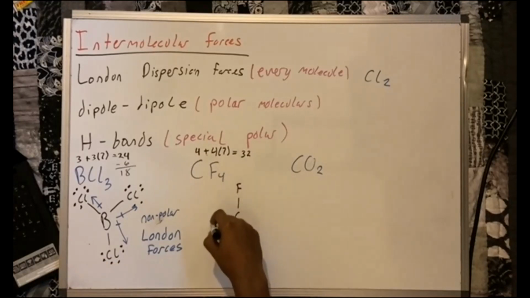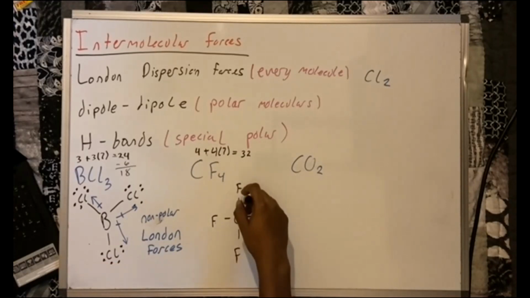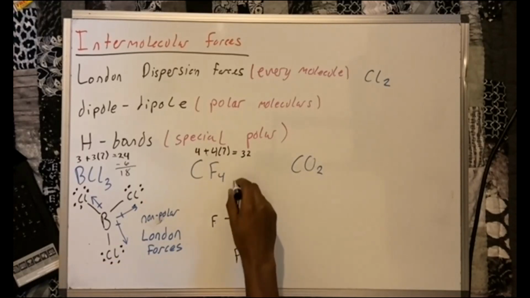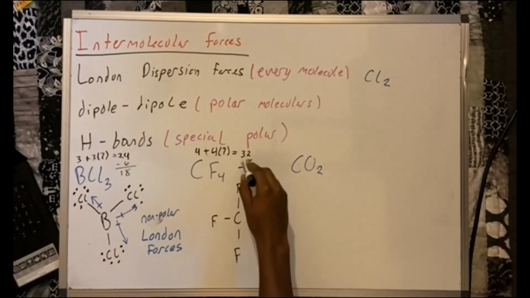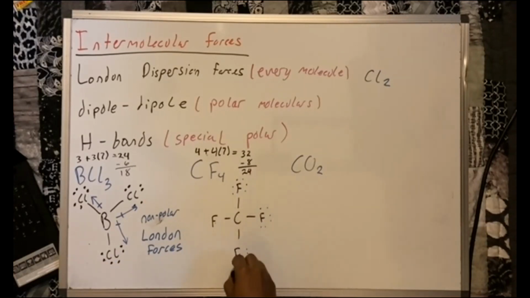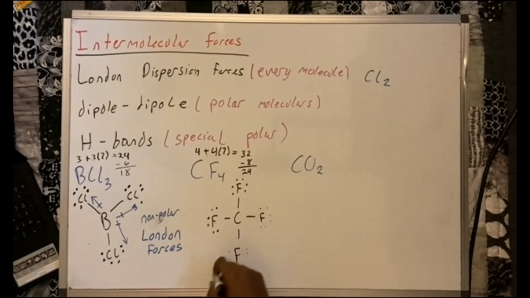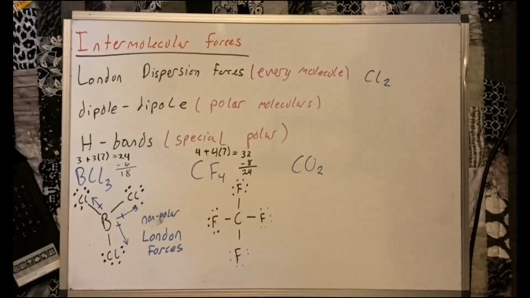So carbon goes in the middle. I already have 8, so 32 minus 8, that's 24. So I put them all on my fluorines. So that's 6, 12, 18, 24. Again, it's symmetric everywhere, right? The same thing everywhere. Same bond type, I guess you could say. And so this thing, again, is non-polar, and it again just has London forces.